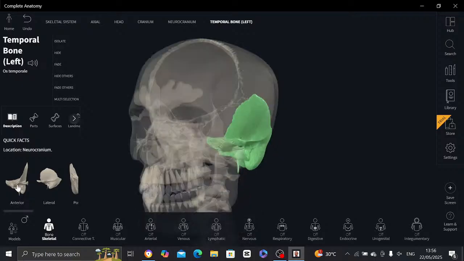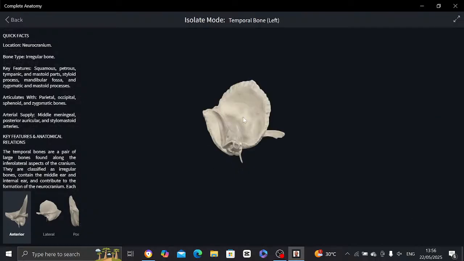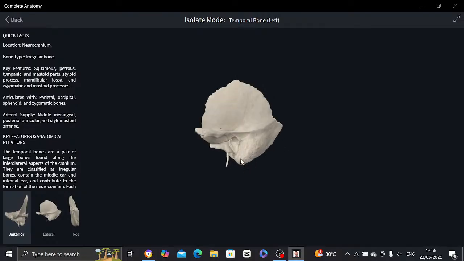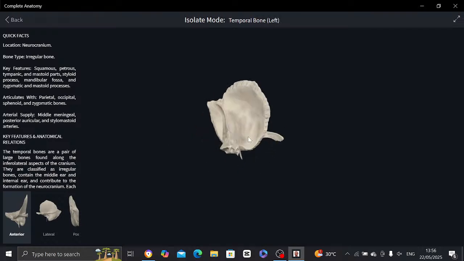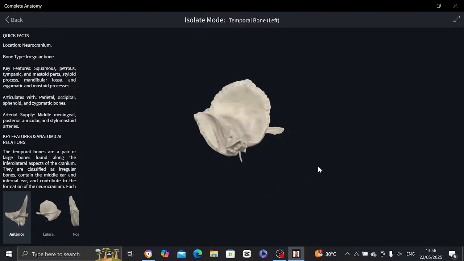So let me try to isolate the temporal bone. We can see the flattened portion, that's the squamous portion of the temporal bone. Then we have this little projection here, that's the mastoid process. Then we also have the petrous portion of the temporal bone. We can see this is the auditory canal. It also houses the structures of the inner ear.